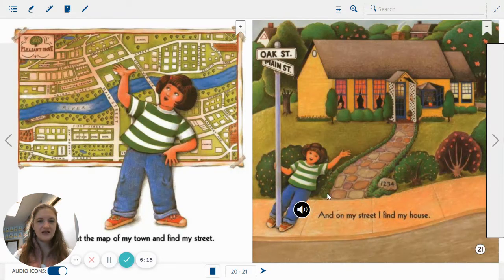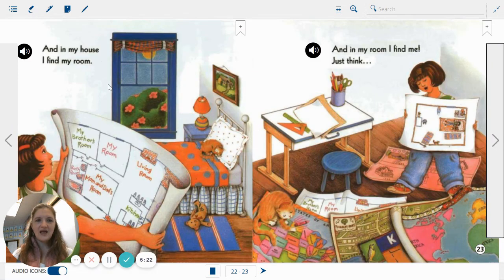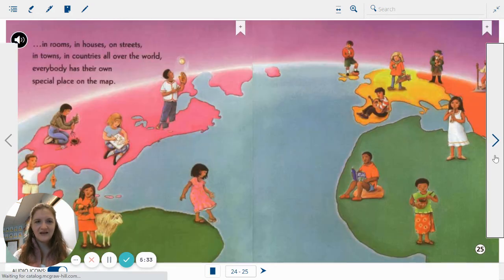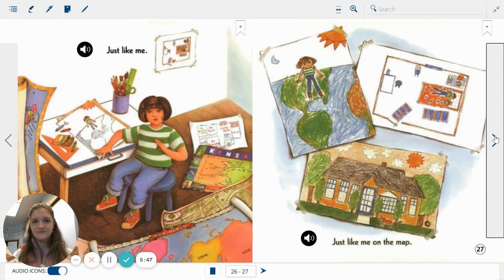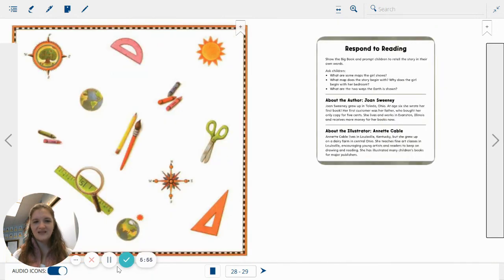There it says Oak Street. And on my street, I find my house. And in my house, I find my room. And in my room, I find me. Just think. In rooms, in houses, on streets, in towns, in countries all over the world, everybody has their own special place on the map. Just like me. Just like me on the map. And that's the end.